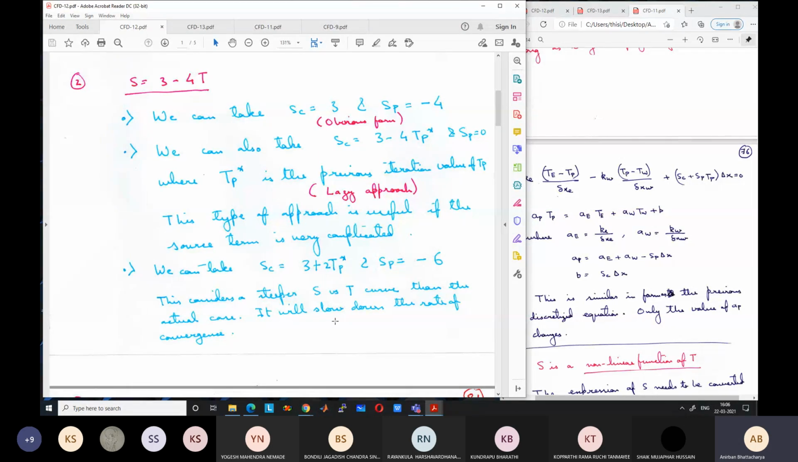There are two different aspects to convergence. One is the rate of convergence, one is the chance of convergence. Those two are two different things. Sometimes people confuse these two things. Rate of convergence is how fast you are going towards convergence, and chance of convergence is whether the solution will converge or whether it will diverge. So if you increase the chance of convergence, it need not mean that the rate of convergence will also increase.